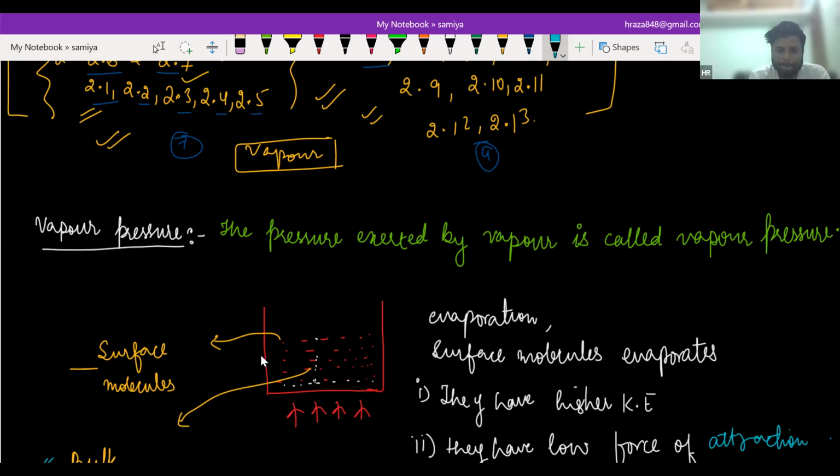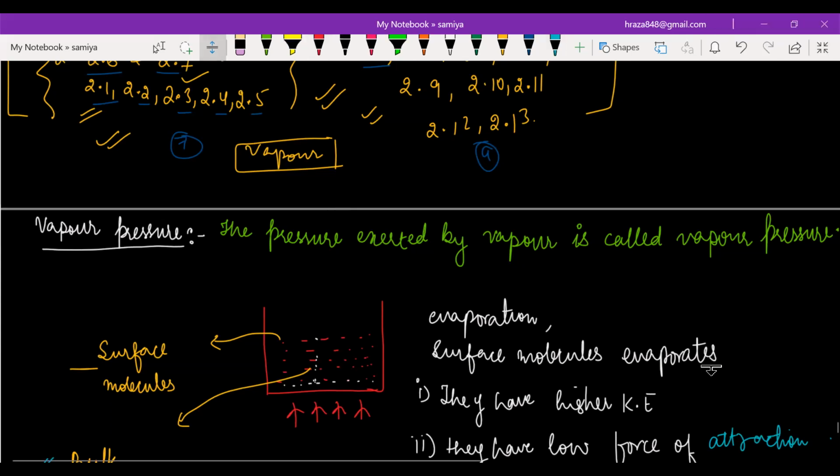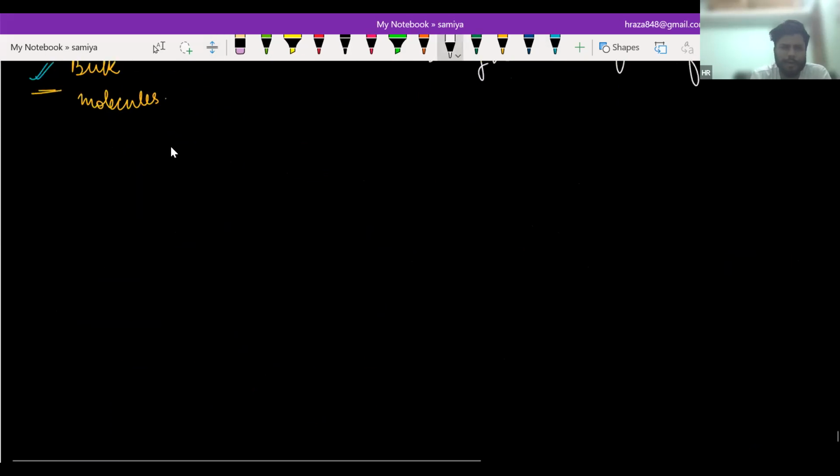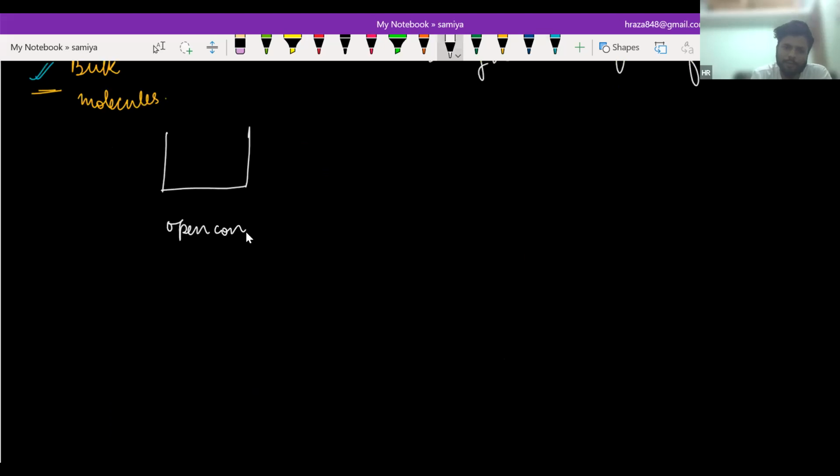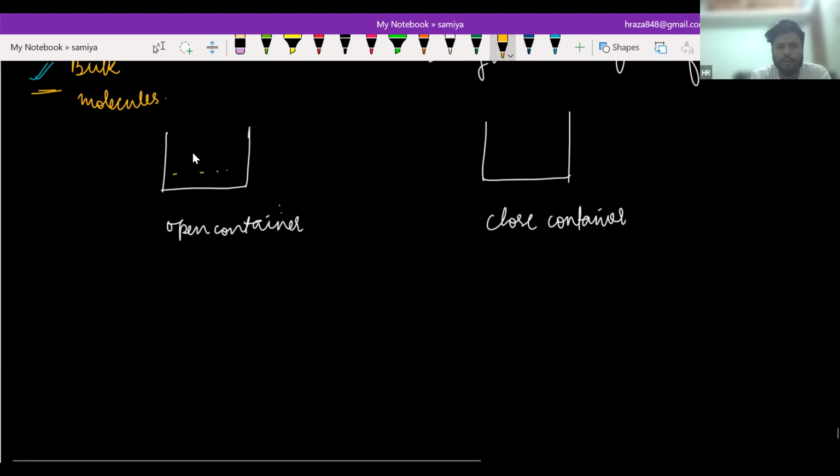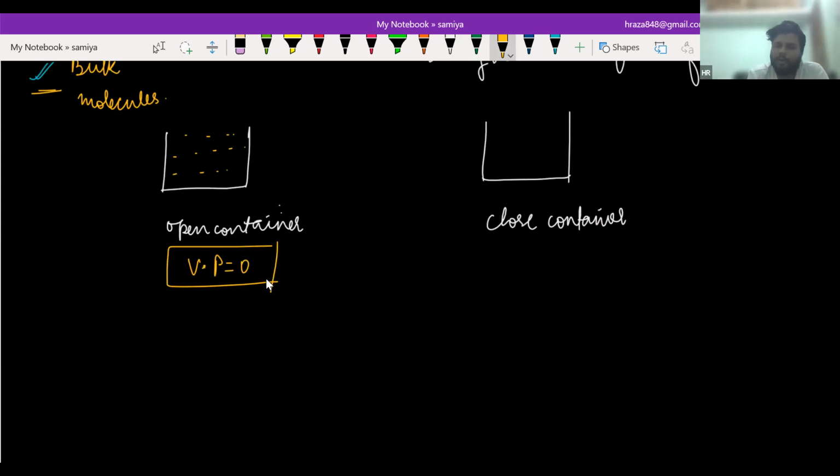Are you done with this? Yes, sir. Okay, thank you. Now there are two types of container: one is an open container, if you are heating or boiling water in an open container, and another is a closed container. If you have an open container and you are heating it, the vapor pressure will be zero. But if it is closed, the vapor creates some pressure, so vapor pressure will not be zero in a closed container. In an open container, nothing holds the pressure, so the vapor pressure will be zero.